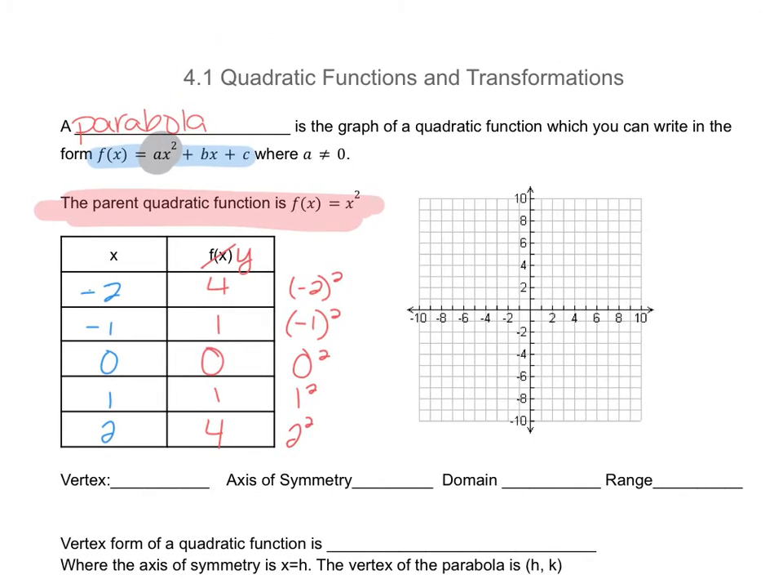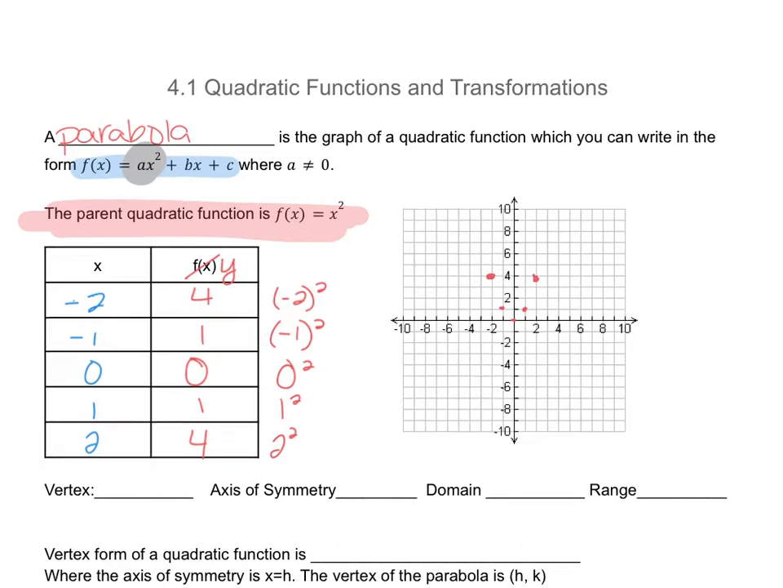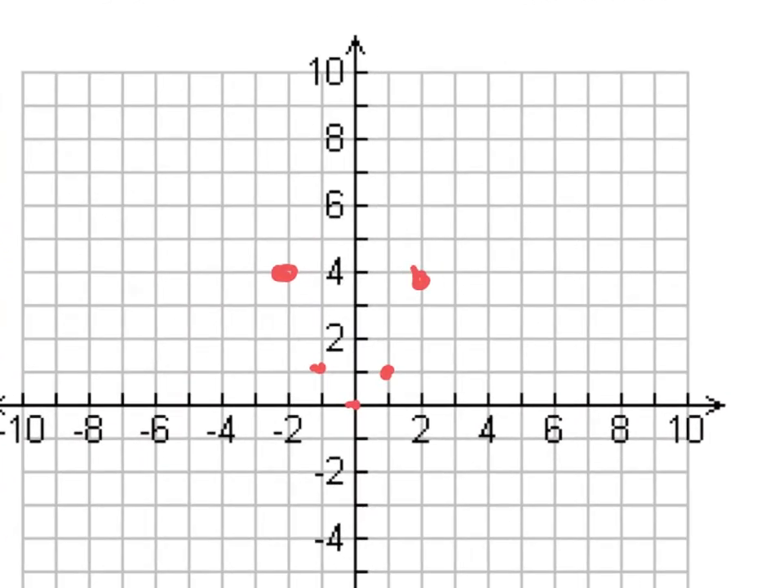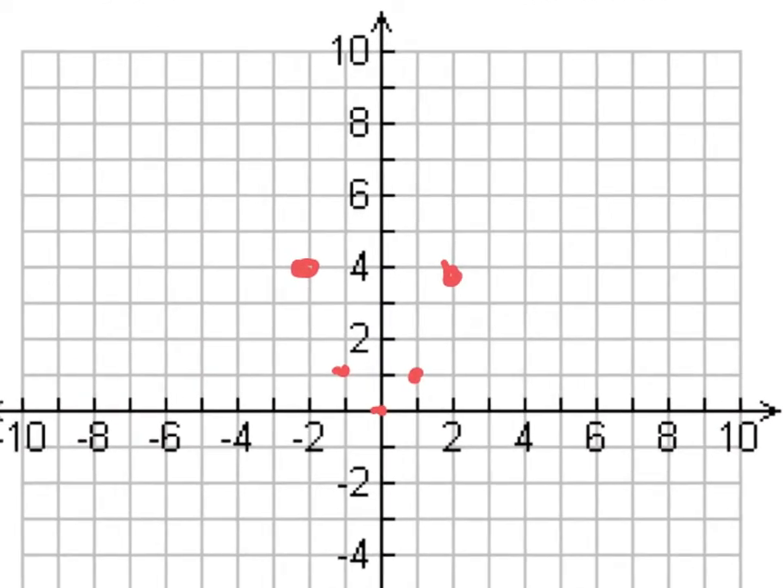Okay, so I'm going to go ahead and plot these. So go over to -2 up to 4. -1, 1, 0, 0, 1, 1, and 2, 4. Okay, so zoom in on this and let me see if I can graph. Let me try. If you're on Notability, it will let you make them pretty. Okay, so here's our graph.